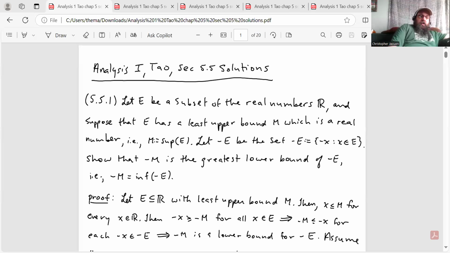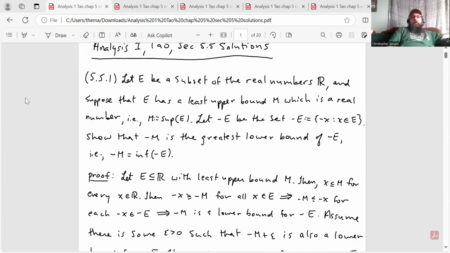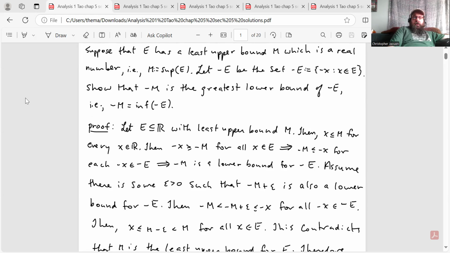Okay, so first question, 5.5.1 says this: let E be a subset of the real numbers R, and suppose that E has a least upper bound M, which is a real number. In other words, M is the supremum of E, which we defined in the summary for section 5.5. Let minus E be the set of all negative x, where x is an element of E, and we want to show that minus M is the greatest lower bound of minus E, or in other words, minus M is the infimum of minus E. So here's my proof.